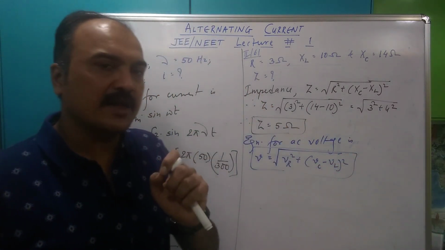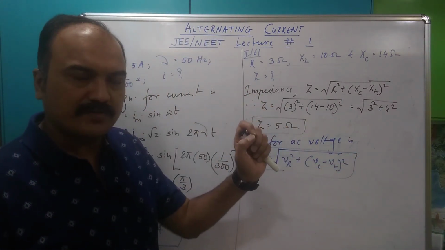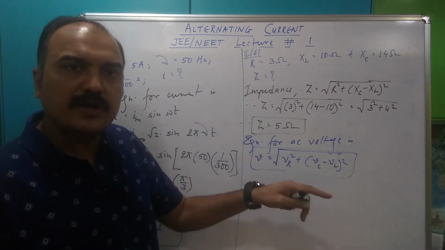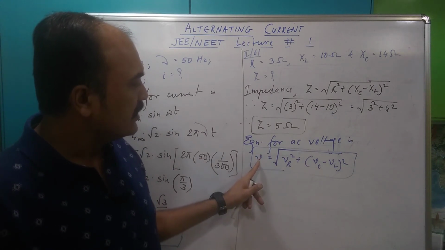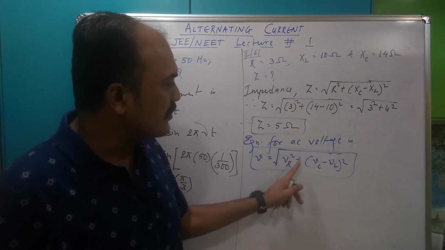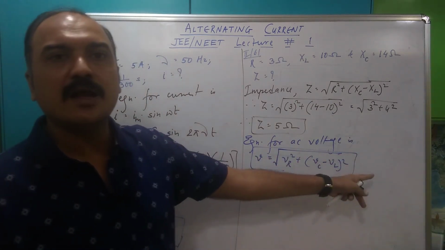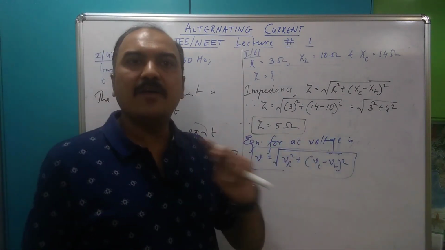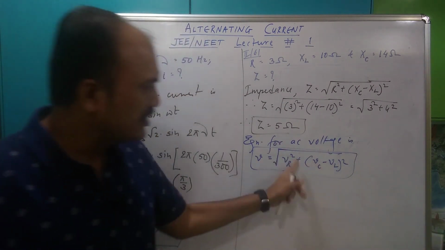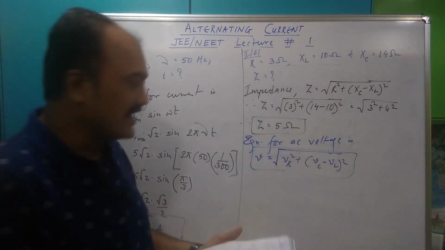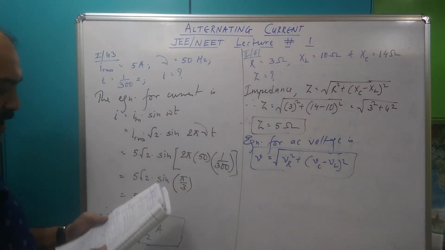So if it's a series circuit, current will remain the same through all of them, but voltages will vary according to their phases. So the final equation for voltage in an RLC series circuit is V equal to root of VR square plus VC minus VL, the whole square. You can't have V as VR plus VL plus VC. Sorry. Alright. So this is the equation for things in series. I just remembered, so I wrote it down.